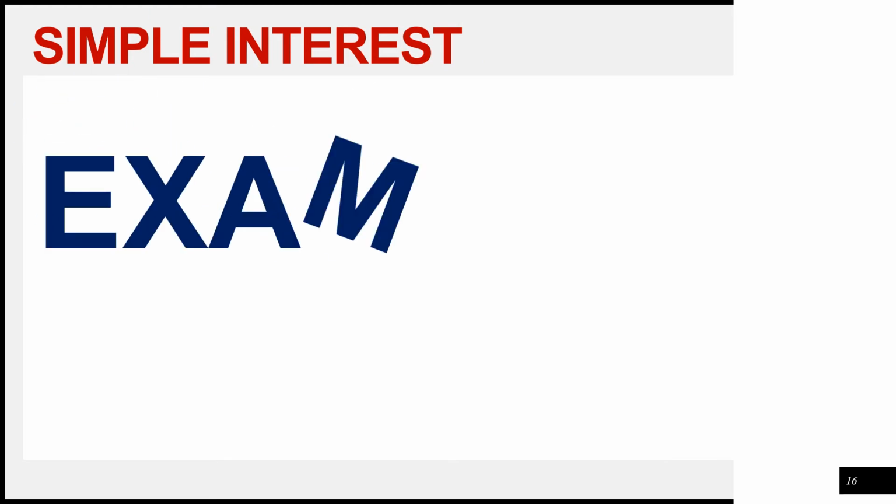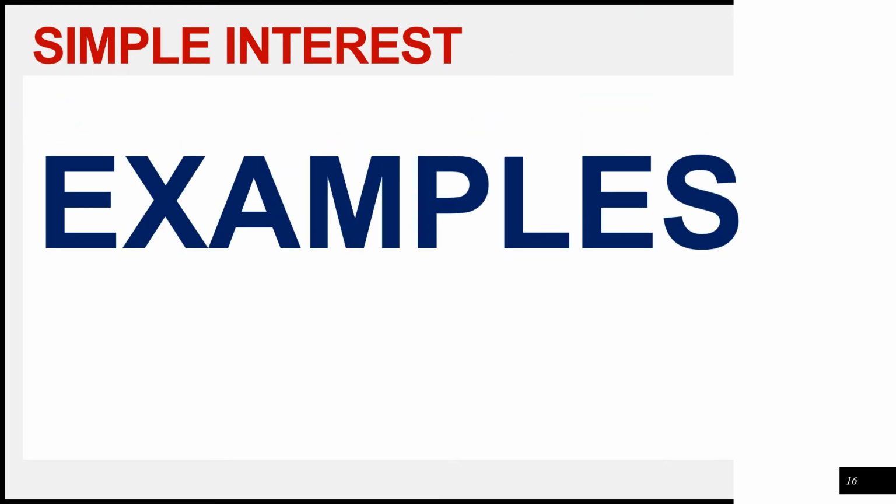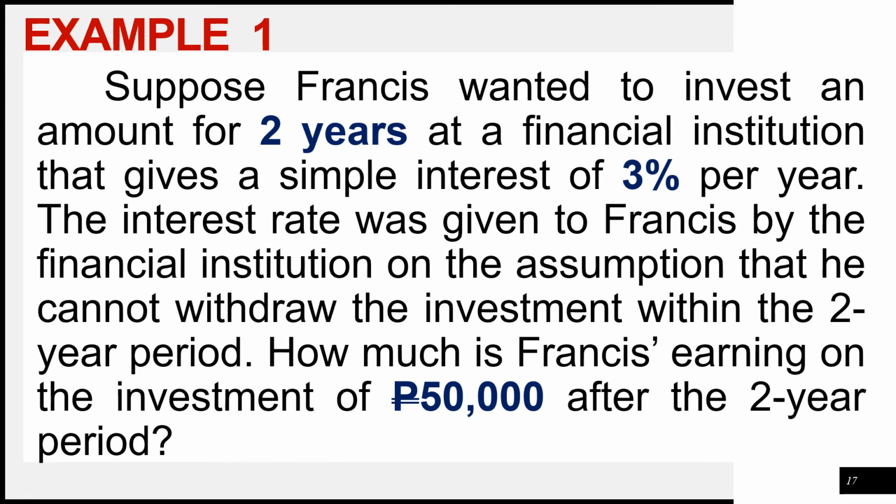For us to understand the concept of simple interest better, here are some examples. Example number 1. Suppose Francis wanted to invest an amount for 2 years at a financial institution that gives a simple interest of 3% per year. The interest rate was given to Francis by the financial institution on the assumption that he cannot withdraw the investment within the 2-year period. How much is Francis's earning on the investment of 50,000 pesos after the 2-year period?